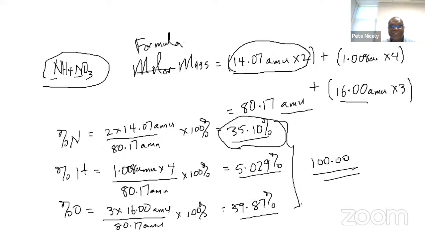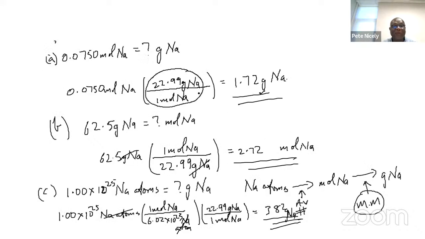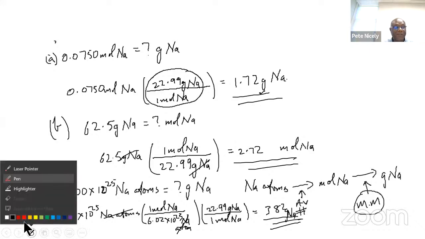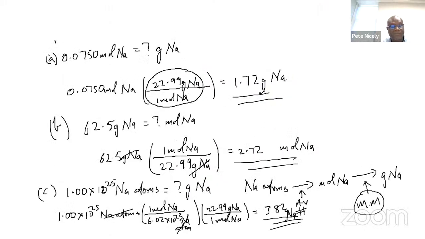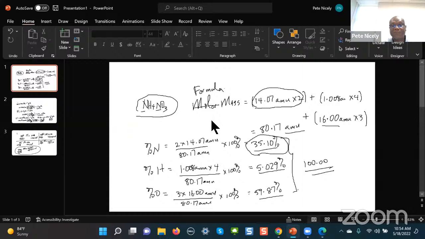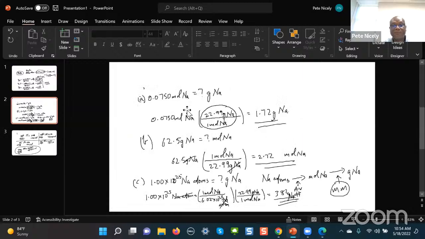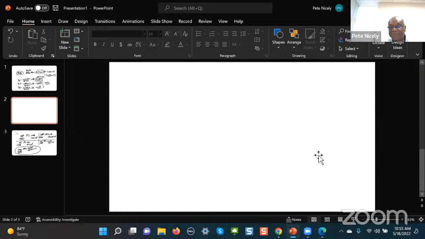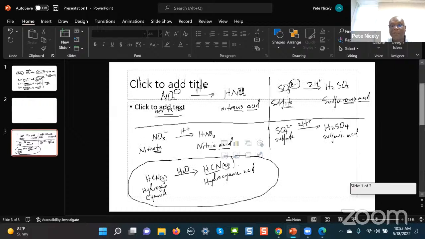The 35.10%. So the way I would, hold on. Oh, I can't erase this. Hold on. Okay. So the way I would deal with this is, hold on, why is this happening?